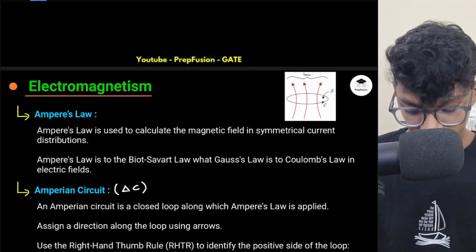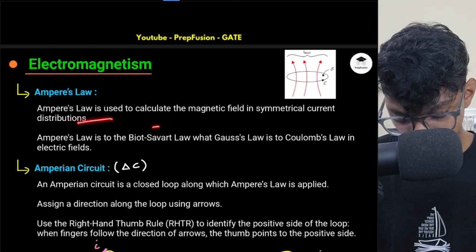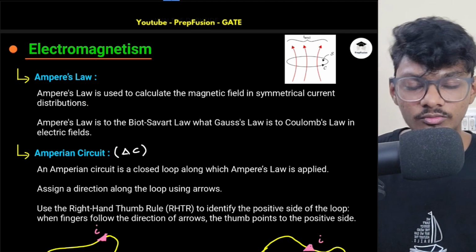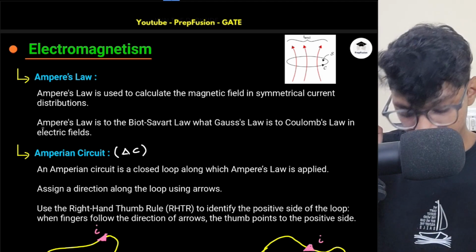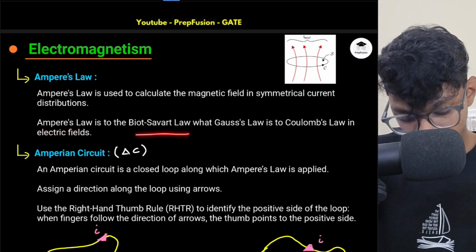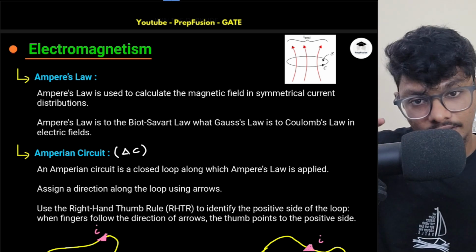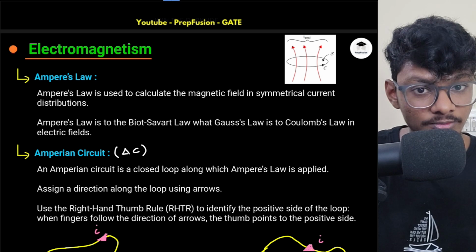So what is Ampere's law? Ampere's law is used to calculate the magnetic field in symmetrical current distributions. Wherever there is symmetry, we will use Ampere's law. So just same as Gauss's law, right? Ampere's law is to Biot-Savart law as Gauss's law is to Coulomb's law in electric field. So we can skip the Coulomb's law and derive with the help of Gauss's law.